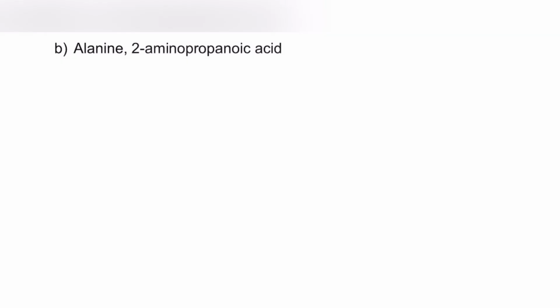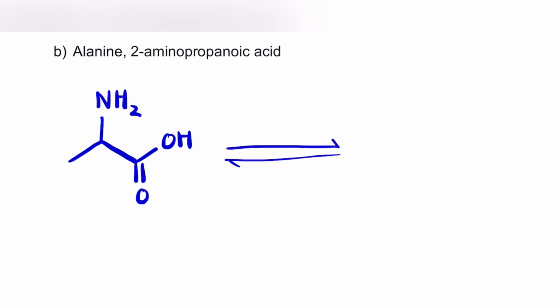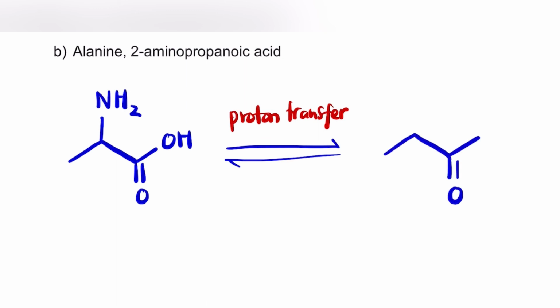Next I have alanine. As usual, we have 2-aminopropanoic acid. Now I will draw in skeletal structure form. So I have propanoic acid, 3 carbons, and then double bond O, OH. At the second carbon we have amino. What I'm going to do is the proton transfer, and then we will have the structure with double bond O, O minus, and here it will become NH3 plus. So this is our Zwitterion, and this is our uncharged structure.